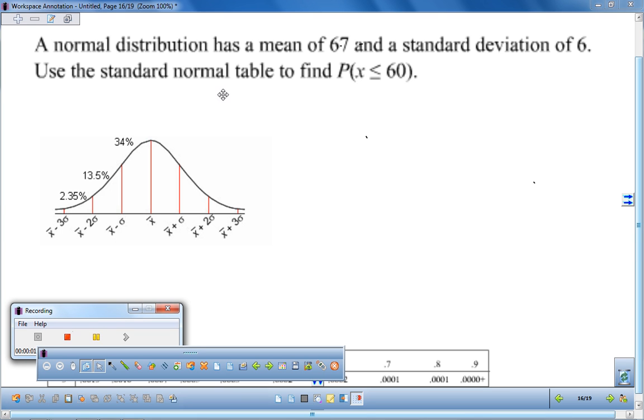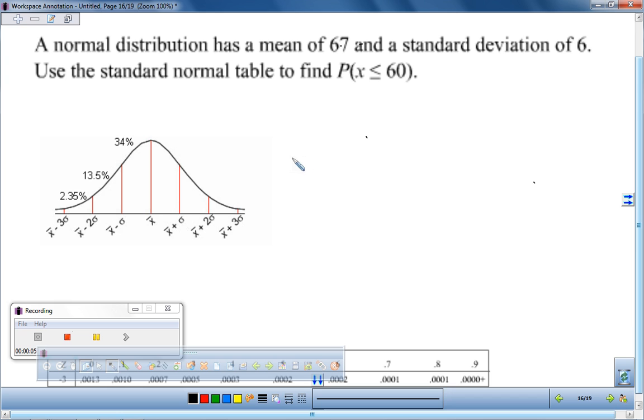Alright, here we're looking at a normal distribution, and we're going to use this information to find the probability that we pick out one thing and it being less than or equal to 60. So we've got a normal distribution. It has a mean of 67 and a standard deviation of 6. We're going to use the standard normal table. You may refer to it as a z-table or a standard normal table. And we're going to find the probability that x is less than or equal to 60.